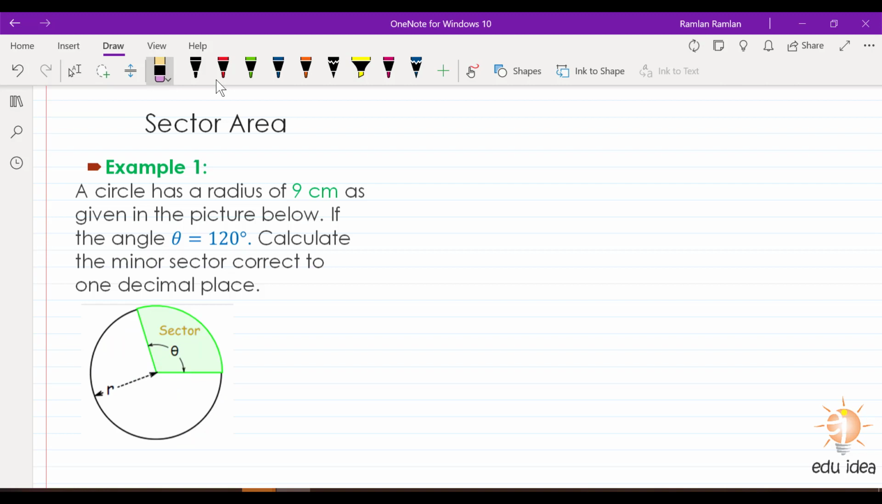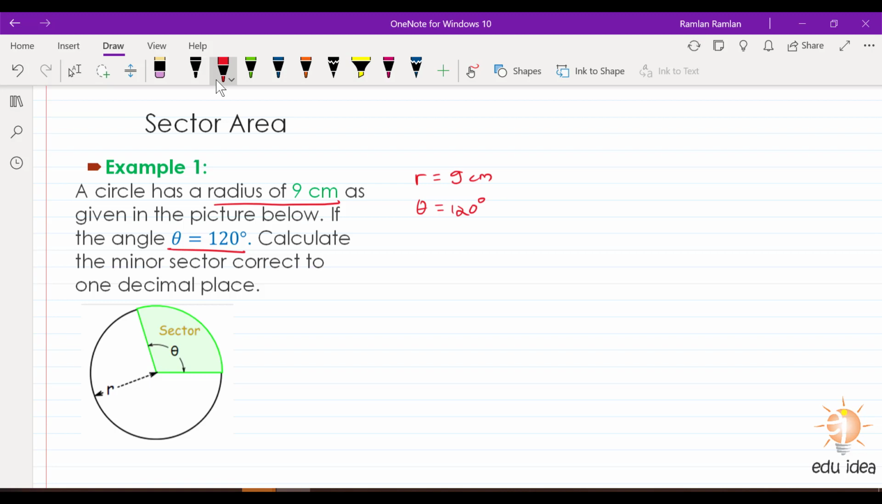Okay, let's go back to the question here. It says to calculate the minor sector. Again, guys, you can just write down what is given from the question. The radius is 9, so I'm going to write down radius equals 9 centimeters, and it said that theta, the angle that forms that sector, is 120 degrees. So theta equals 120 degrees.